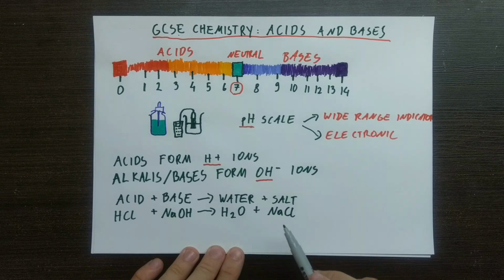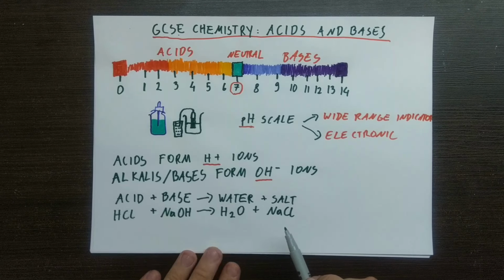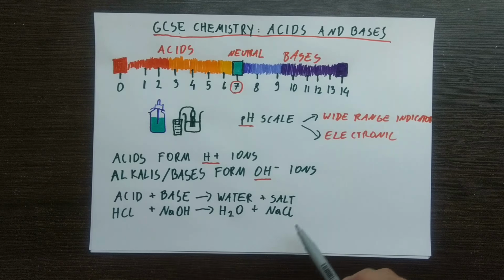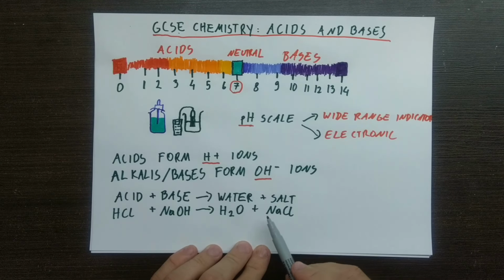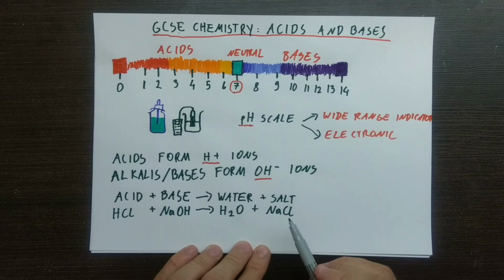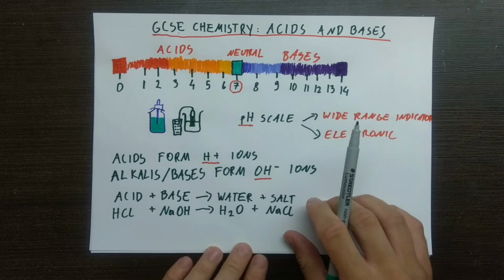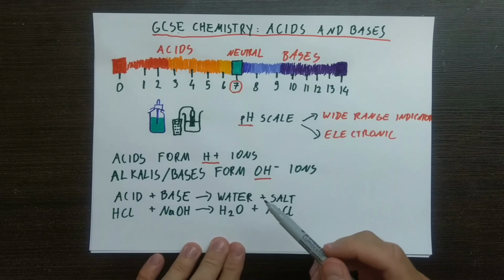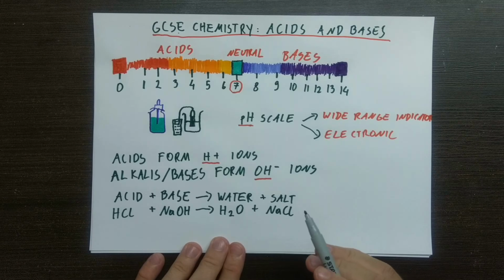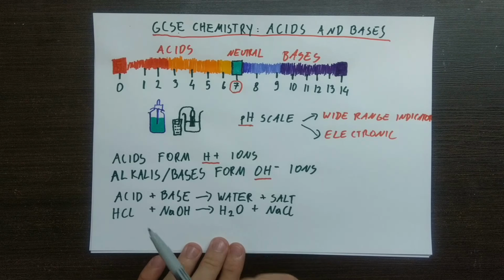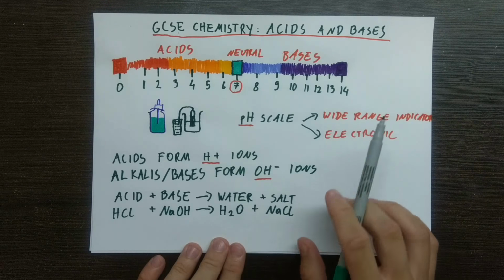Now, salt doesn't always mean sodium chloride. It means a soluble compound that contains one metal and one non-metal. So this can be different depending on the acid we use. For example, if we use nitric acid, that would be different. If we used sulfuric acid, that could be different as well. Or the same for bases. If we use calcium hydroxide, we would have calcium here instead of sodium. But that's the general formula for neutralizing an acid with a base.